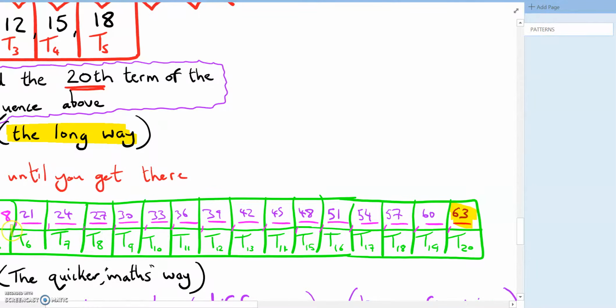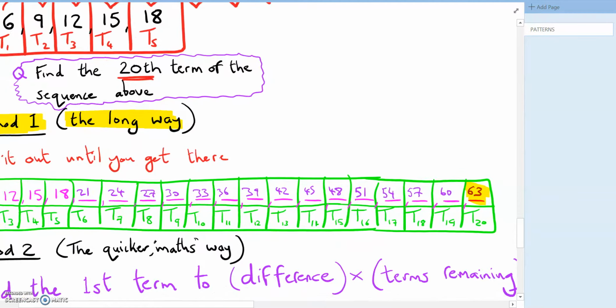But I had to do all this myself, this big long green box. And I had it written before this video started, but if you were given a question like that, you would have to draw that box and do what I've just done, which is count up 3, 3, 3, 3, 3, and all the way up. So there's a bit of work involved in that. It's quite a longish way.